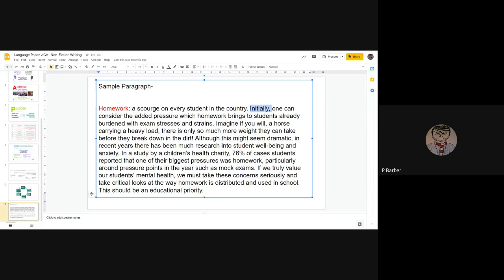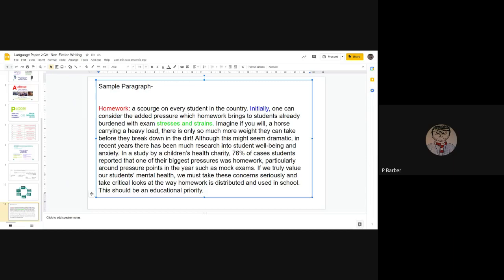I've got this initially, so I've tried to use a different opening. I tried to use one of these adverbial phrases. Initially, one could consider the added pressure which homework brings to students already burdened with exam stresses and strains. So I've tried to include some alliteration in there. So we have stresses and strains. You could use.